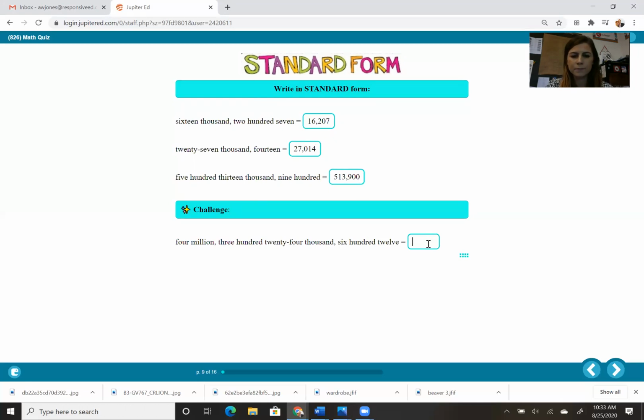All right, the challenge problem was 4,324,612. So all you had to do was change the word form into number form and keep the commas correct. So 4,324,000, 612. We have our ones place, tens place, hundreds place, thousands place, 10,000s place, 100,000s place, and then the 4 is in the millions place.